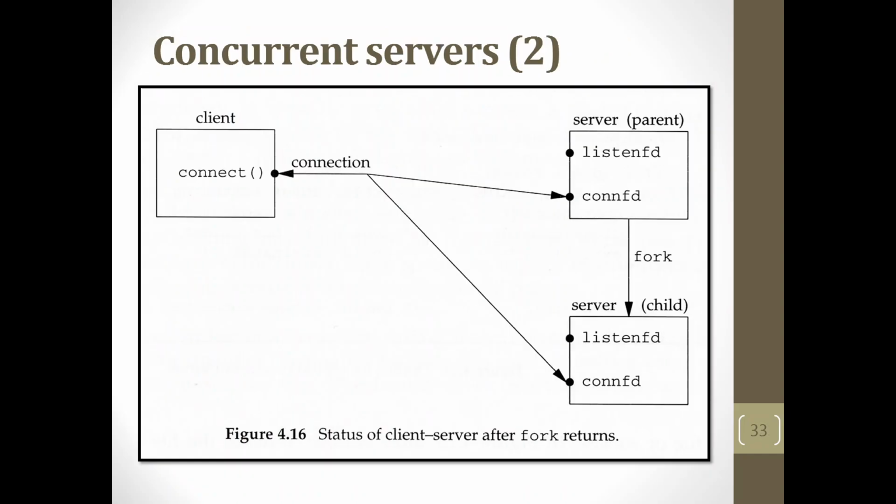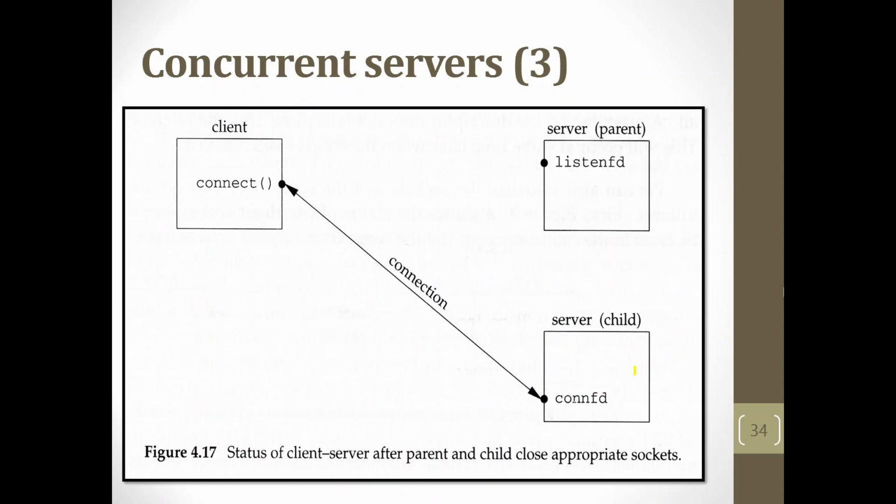The next step in the concurrent server is to call fork. Figure 4.16 shows the status after fork returns. Notice that both descriptors, listenFD and conFD, are shared; they are duplicated between the parent and the child. The next step is for the parent to close the connected socket and the child to close the listening socket. This is shown in figure 4.17.